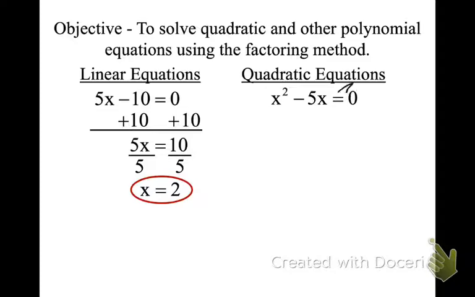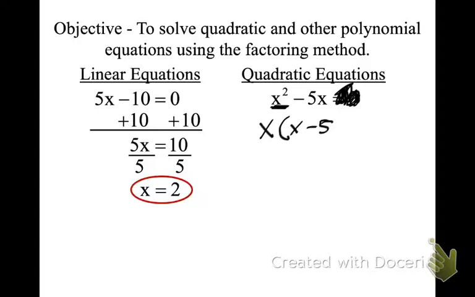How would you factor just x times x minus 5? I'm sorry, x squared minus 5x. How do you factor it? I'll look for a GCF, which is x. And then what's left here? When you divide an x out, what's left? It's x minus 5. Good.